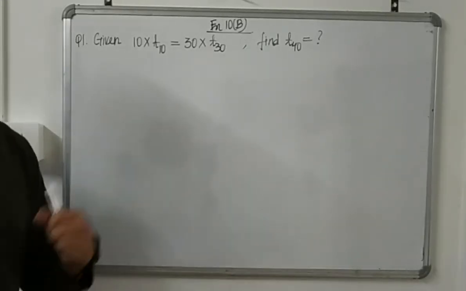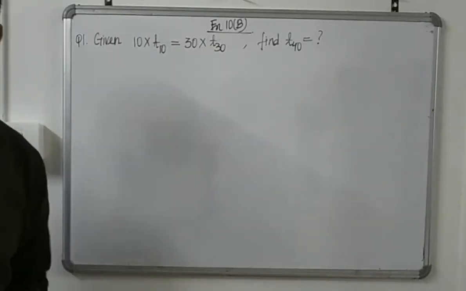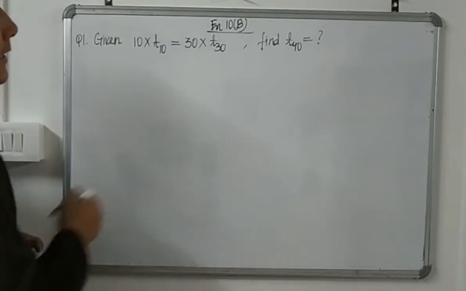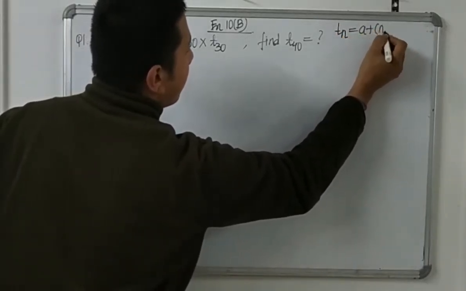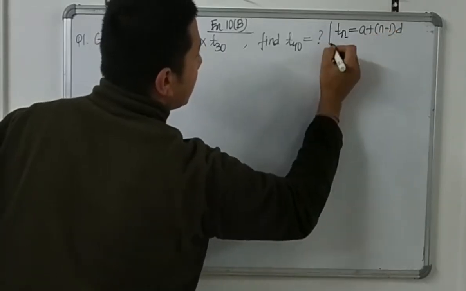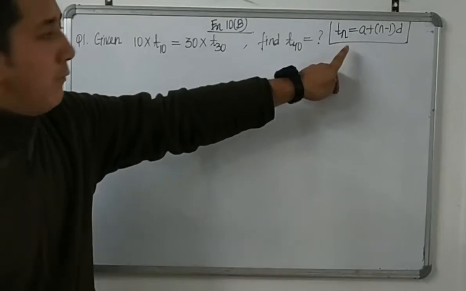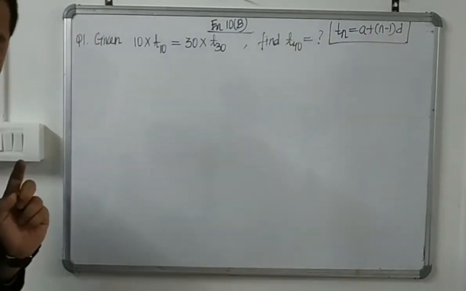So today we are starting with exercise 10b. Question number 1. We are doing arithmetic progression. I hope you people have learned the formula of nth term. The nth term is given by a plus n minus 1 into d. This is a very important formula. Nth term or the last term, where a is the first term, n is the number of terms, and d is the common difference. Okay?